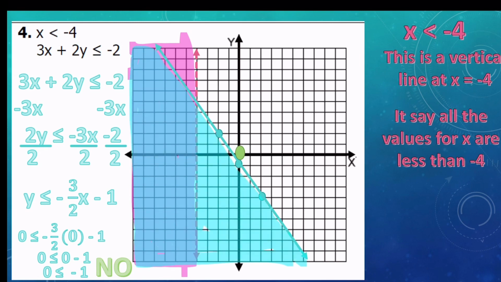Notice where your blue and your pink overlap. Those are all your possible solutions to this system. I can pick any point in that region. I could pick, let's see, 1, 2, 3, 4, 5. I could pick -5, 0. If I plug that in, it would work.